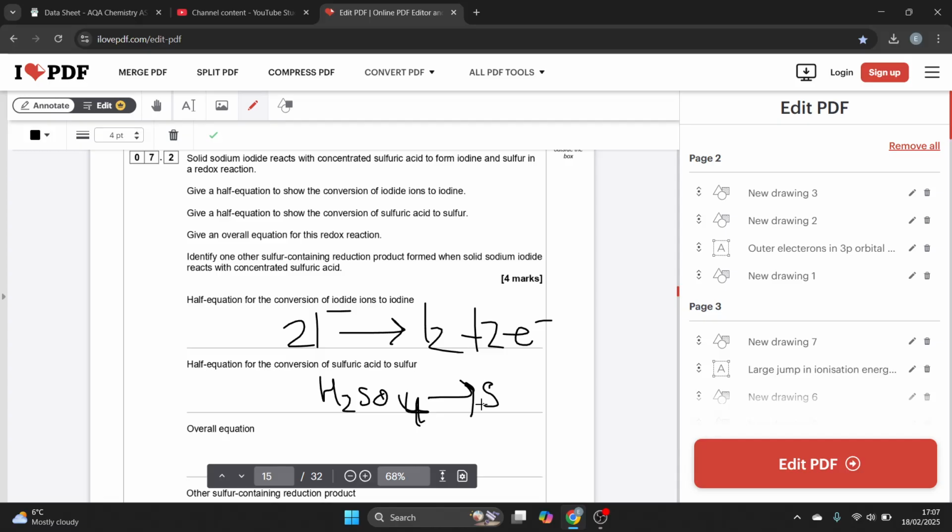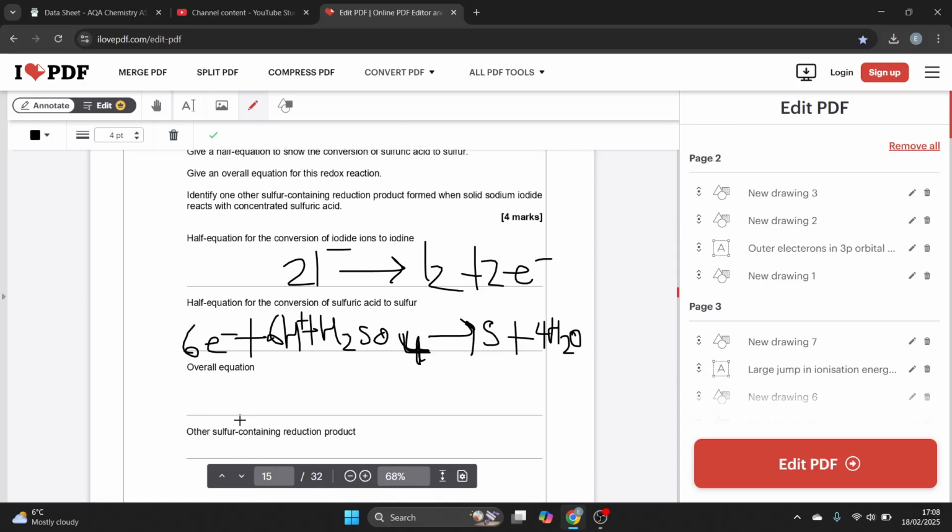H2SO4 to sulfur. First thing I would look at is, okay, I need to add 4 oxygens, right? So 4 H2O. But now I've got 8 H plus on the right side and I've only got 2, so I need to add 6 H pluses here. But then I also need to add 6 e minuses here. Are the charges balanced? Yes. Is everything else balanced? 8 hydrogens, 8 hydrogens, 4 oxygens, 4 oxygens, sulfur, sulfur.